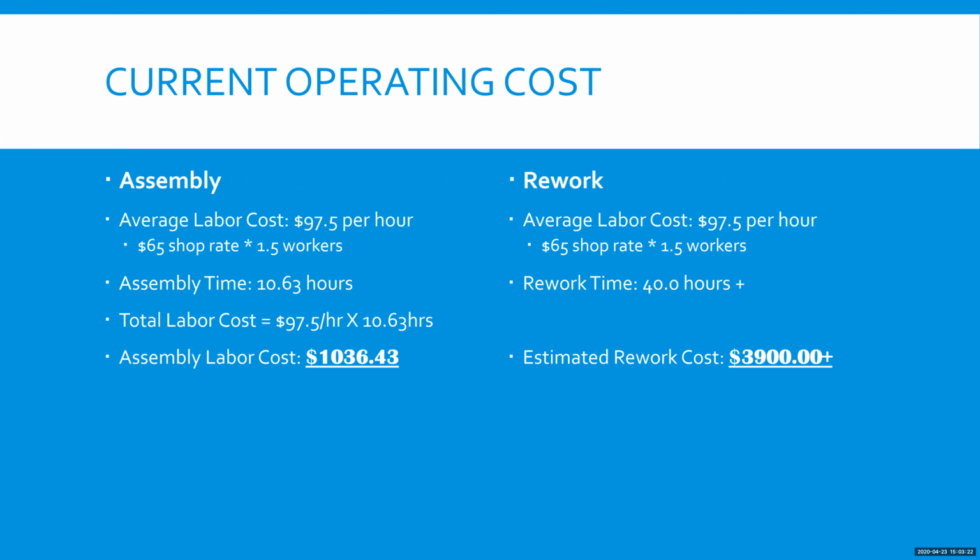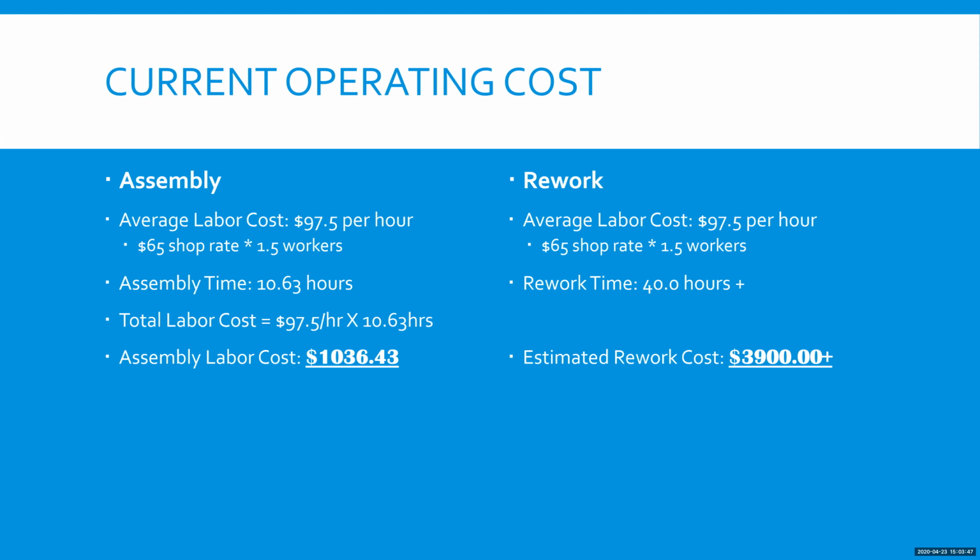We're only going to try and shorten time, so the only cost that matters is labor cost. And we adjusted the labor cost based off of the data that we were given, which was that it takes about 1 to 2 people to build one of these. And so we used an average labor cost of $97.50 per hour and multiplied that by the assembly time, which gave us $1,036.43 to build one of these control panels.